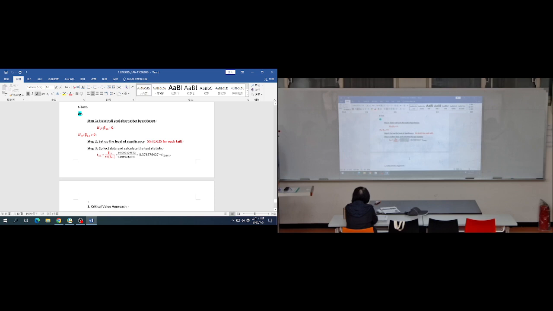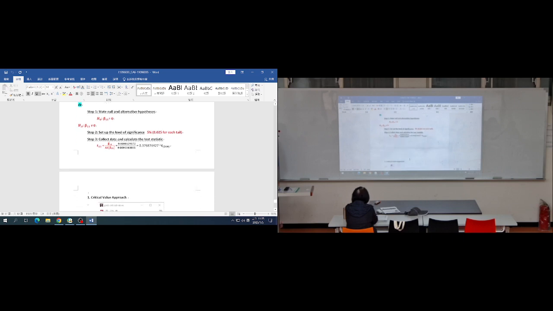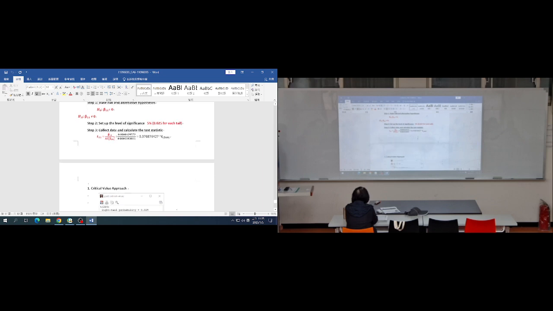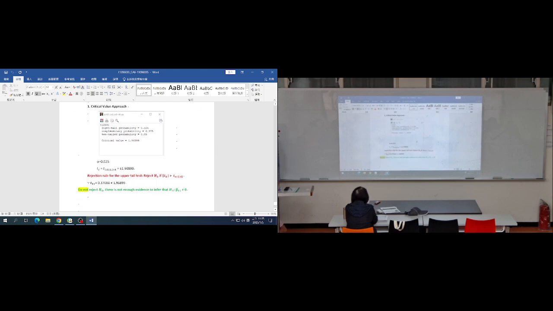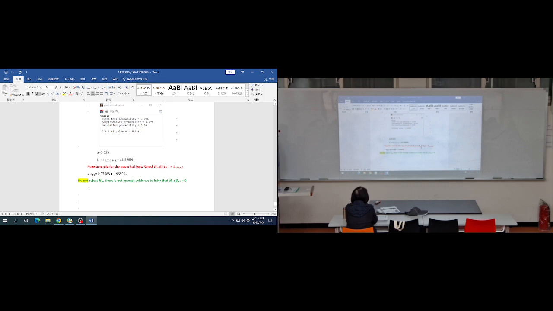We're doing the hypothesis testing, null and alternative hypothesis, and using the level of significance as 5%, and doing the test statistics, 0.37. To make the decision whether to reject, we use critical value approach, and then we do not reject this null hypothesis because there is not enough evidence to infer the alternative hypothesis.